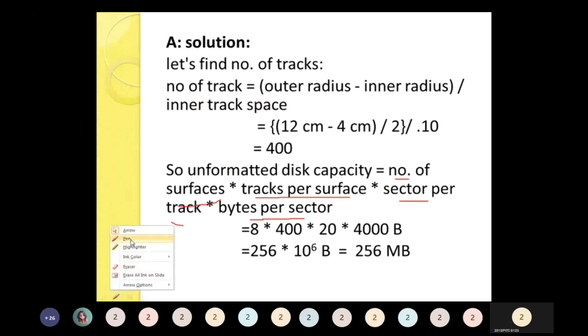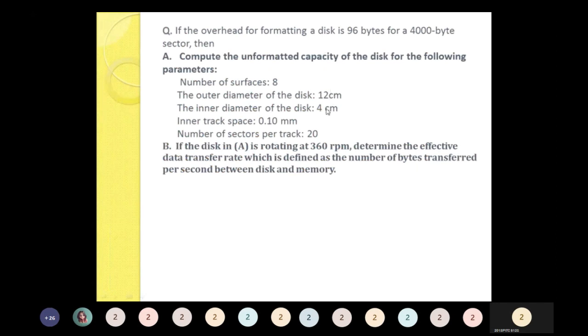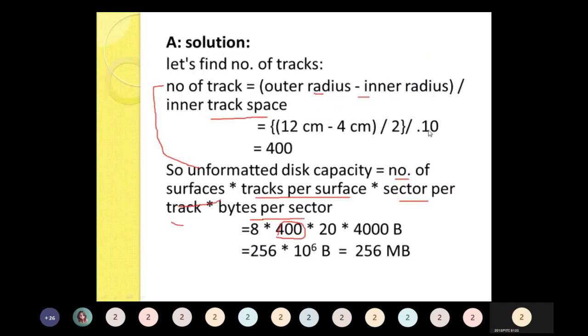So for each surface, we have to calculate the tracks. This is the formula to calculate the number of tracks: the number of tracks equals the outer radius minus the inner radius, divided by the inner track space. The outer radius value is 12 centimeter, minus 4 centimeter, divided by 0.10. 12 minus 4 is 8. 8 divided by 0.10 gives the answer 400.